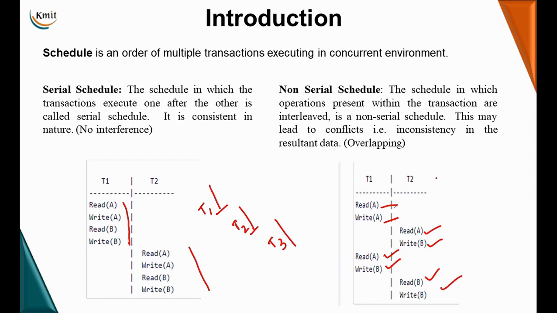So what we see is there is interleaved execution, or otherwise overlapping transactions, due to which there may be inconsistency of the data, because we have seen that concurrent executions may lead to conflicts.